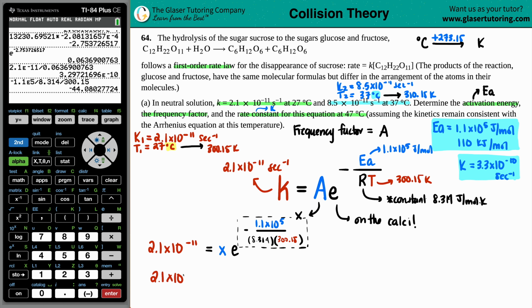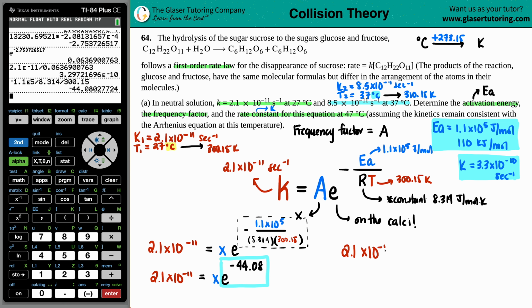2.1 times 10 to the negative 11th equals that frequency factor, which, by the way, is basically telling you how frequent the number of collisions are happening in this reaction. Anyway, let's keep going. So it's going to be E raised to the negative 44.08. So the next thing that you're going to do is literally do E raised to the negative 44.08.